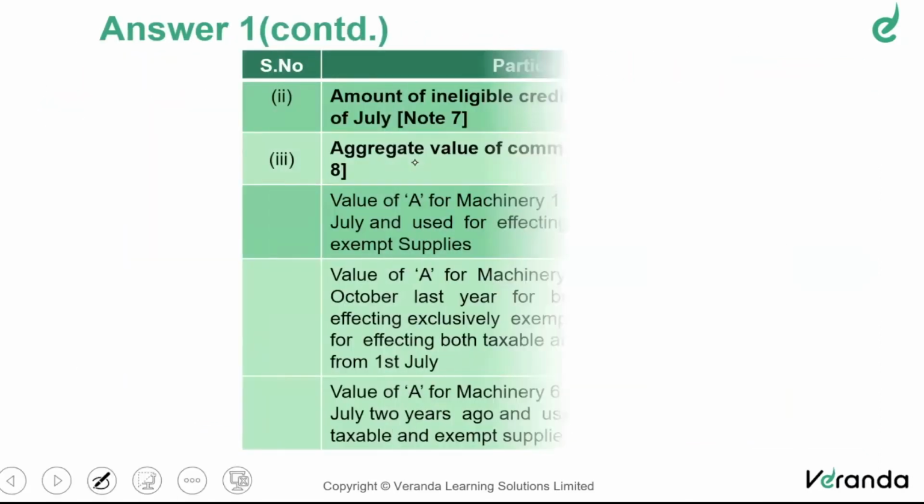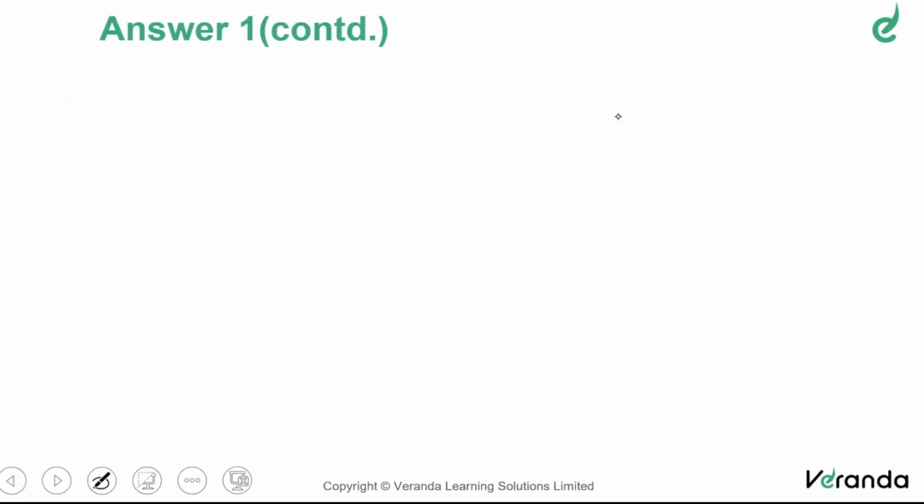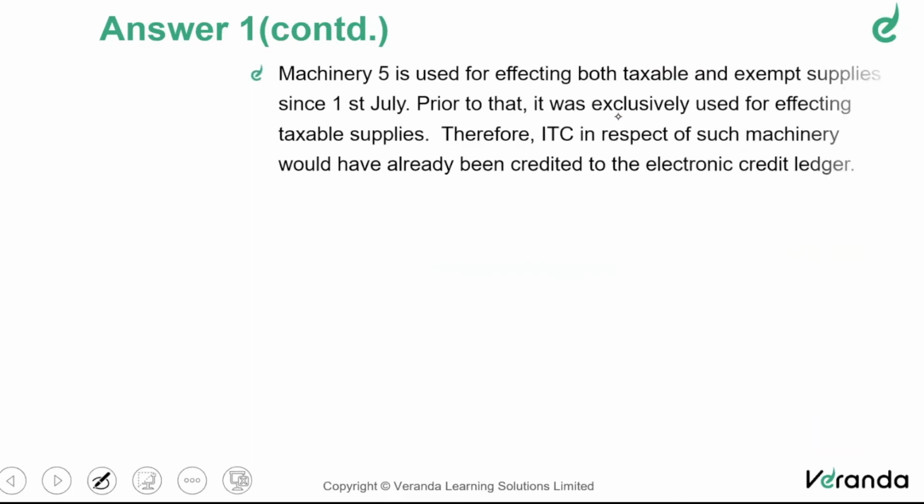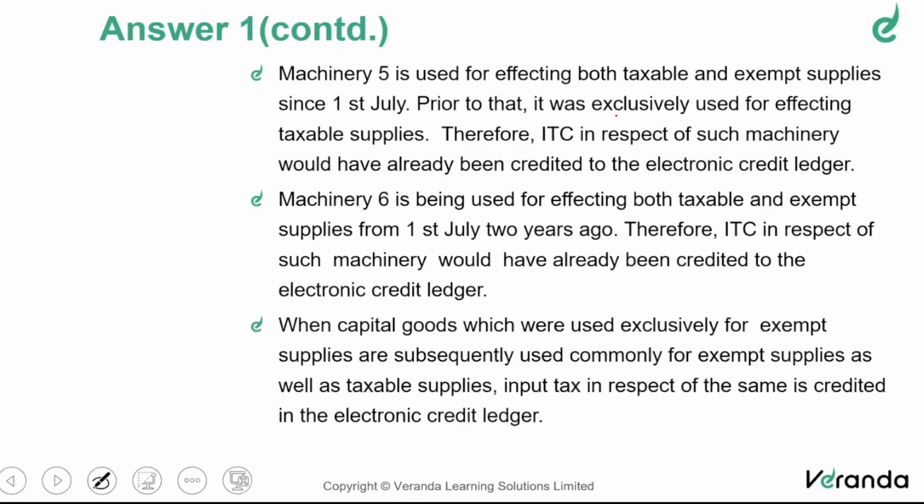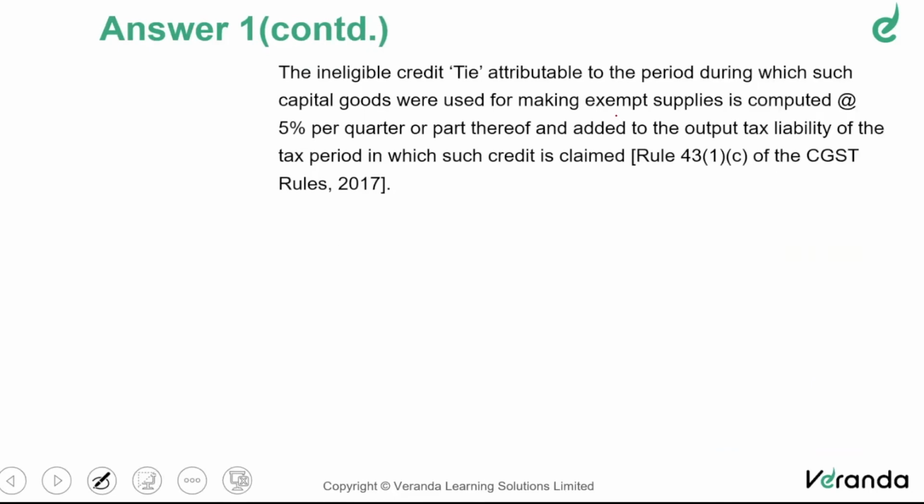Next, step number 2. Step number 2, that particular TIE. What is TIE? What machinery? Machine number 4, I guess, right? Yes. It has been converted from taxable purpose to common purpose. Therefore, going to note number 7, we have to calculate that 5% per quarter or part thereof. Let me go to note number 7.